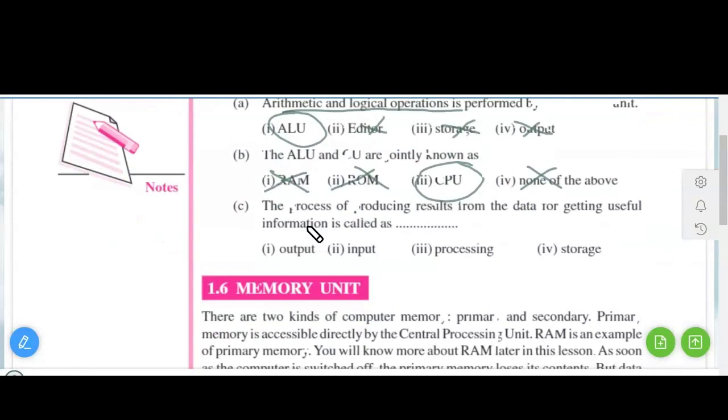Next one: the process of producing result from the data for getting useful information is called. Is it output? No, not input. You're using the data and producing the result, so some processing is happening. So this is the answer. Storage is for storing the information, that is not asked here.